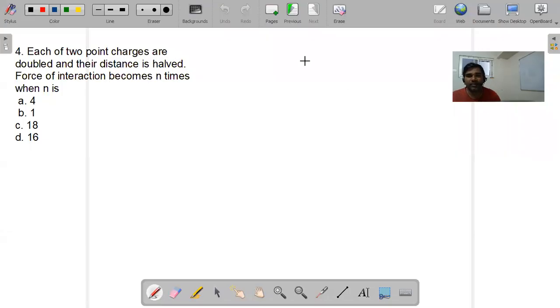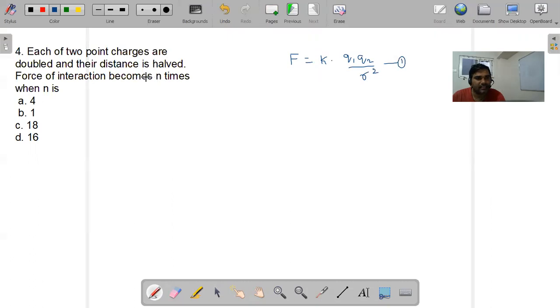So one more problem we have here based on Coulomb's law. Each of 2 point charges are doubled and their distance is halved. So force of interaction becomes n times. What is that n? So initially we have force is equal to constant k, that is 1 by 4 pi epsilon naught into q1 q2 by r square. Let us say this is your first equation.